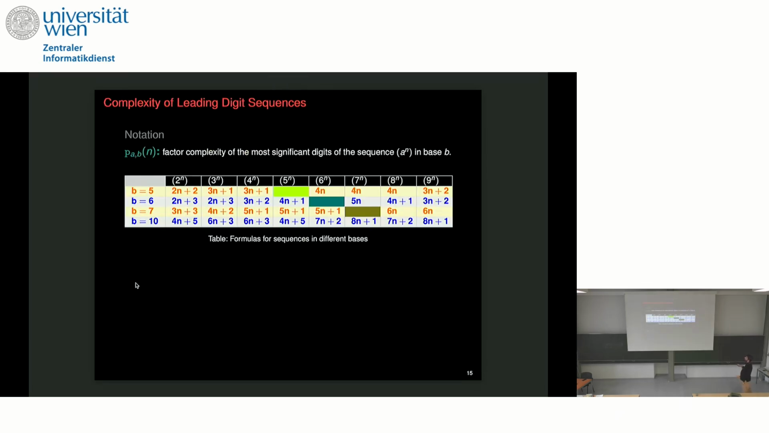So here we collect the data and we prove it. Actually, it would be what is the factor complexity of all of the discrete sequences in different bases. We use this notion for a to the power n in base b. For example, for 2 to the power n in base 5, it would be like this. But we are not working with 2 to the power n in base 4, because 2 and 4 are not multiplicatively independent.